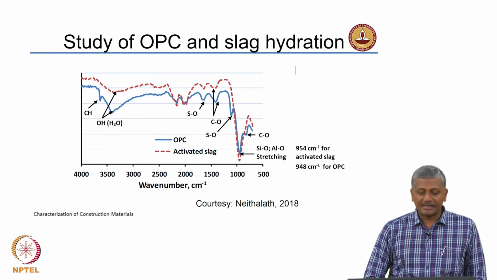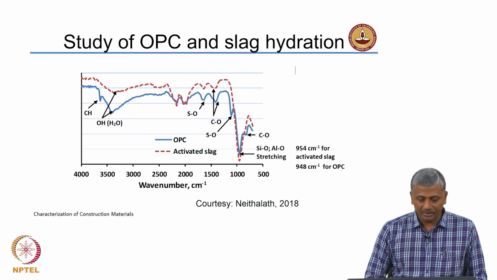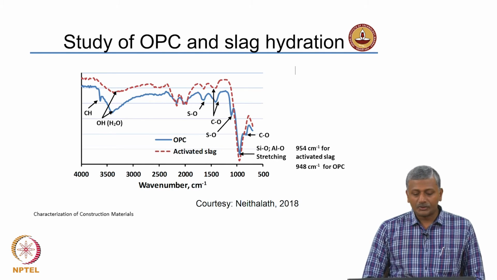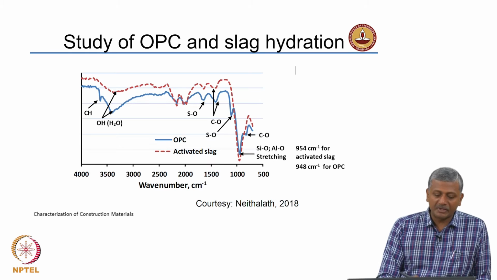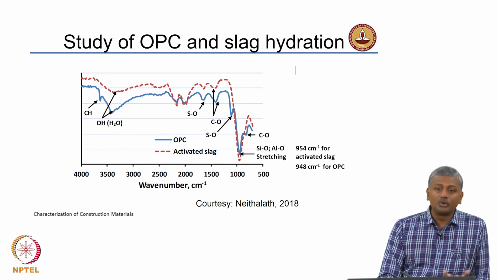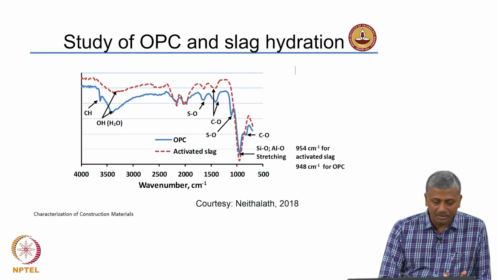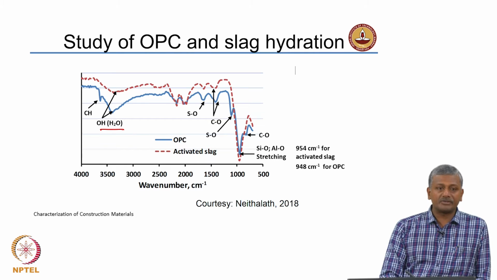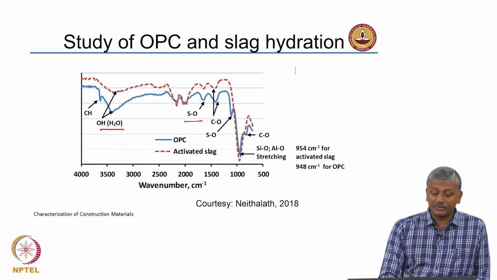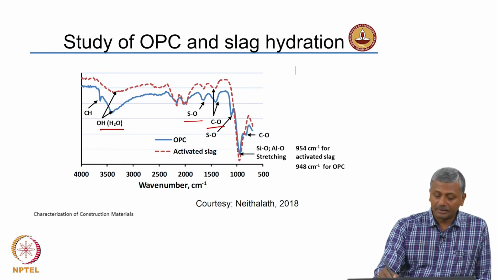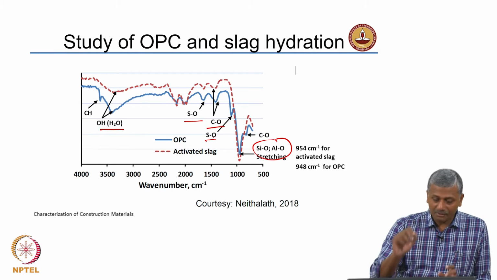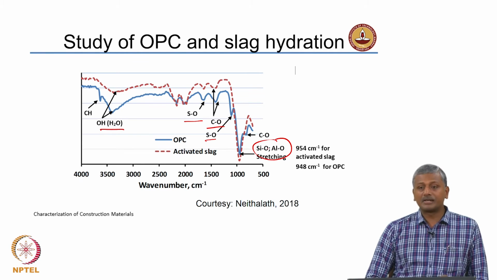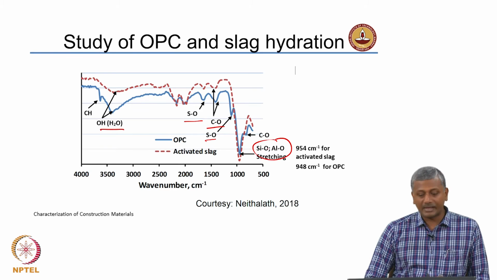So, again this is an example of OPC and slag hydration that was performed by Professor Nathalit at Arizona State University. What this shows you is the transmittance spectra for different wave numbers, and what you are able to observe in both these cases, OPC and slag hydration, are common locations, for example of oxygen-hydrogen stretching bond, silica-oxygen, carbon-oxygen, SO, sulfur and oxygen, SiO, silica and oxygen, and AlO, aluminum-oxygen stretching.